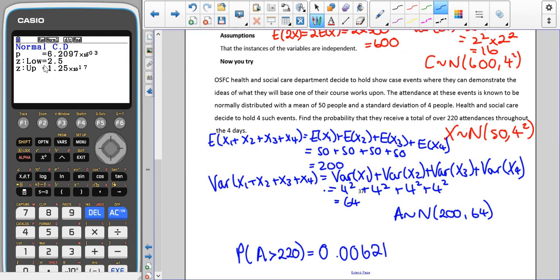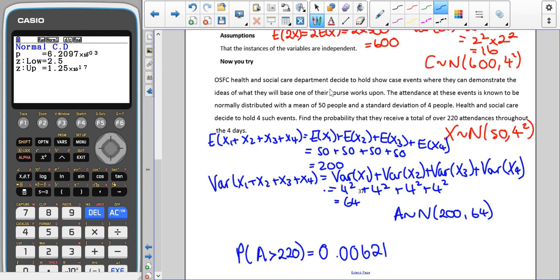Our variance is going to be var of x1 plus var of x2 plus var of x3 plus var of x4, which is 4 squared plus 4 squared plus 4 squared plus 4 squared, which gives us 64. So that means that the attendance, which I'm calling A, to all 4 of them, is going to follow the normal distribution with a mean of 200 and a variance of 64.